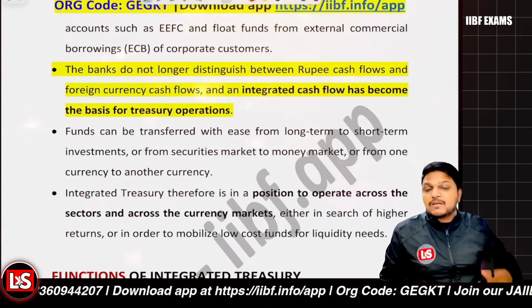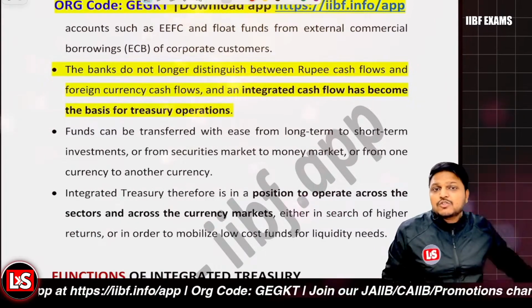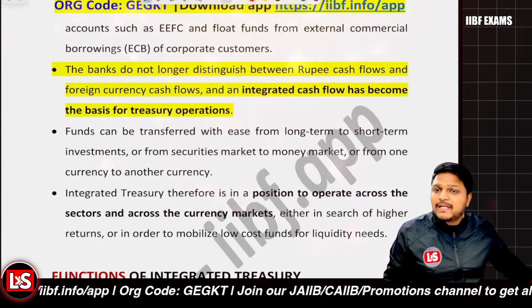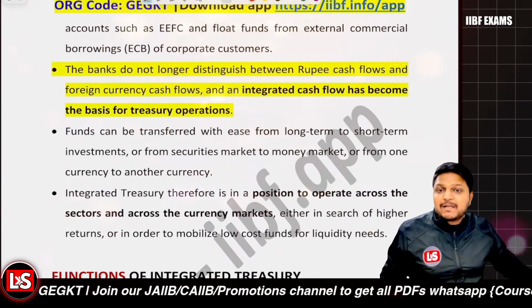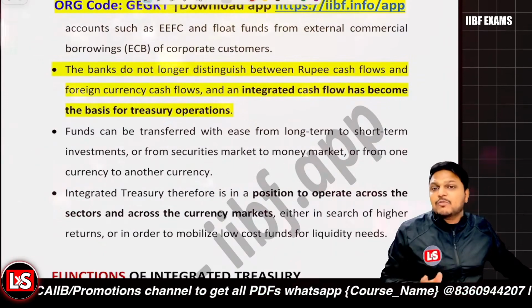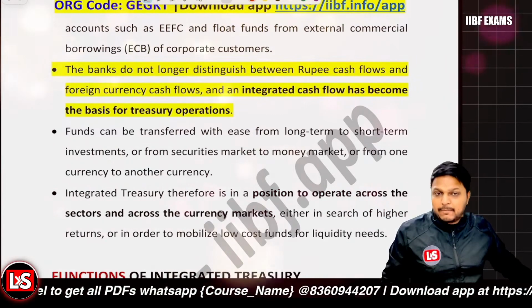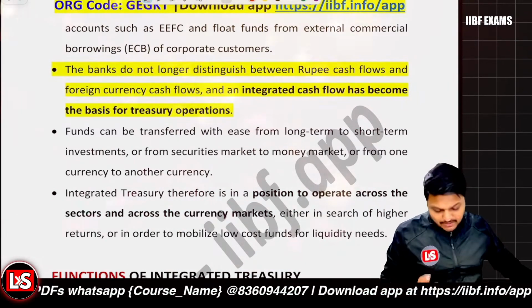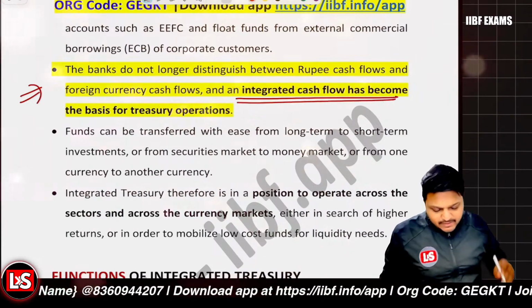Because there is full convertibility and integrated cash flow management, there is no difference between the Indian rupee and the foreign currency now. Earlier, banks had to maintain separate management systems, but now there is an integrated treasury. The need to manage the foreign currency position differently is eliminated, because there is a unified, integrated cash flow system now.